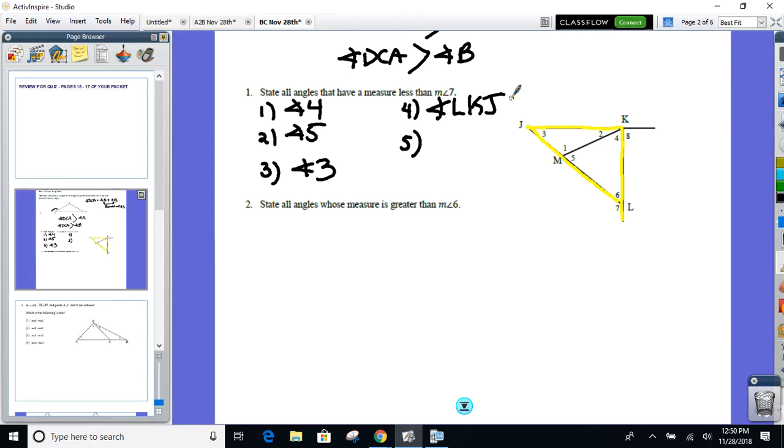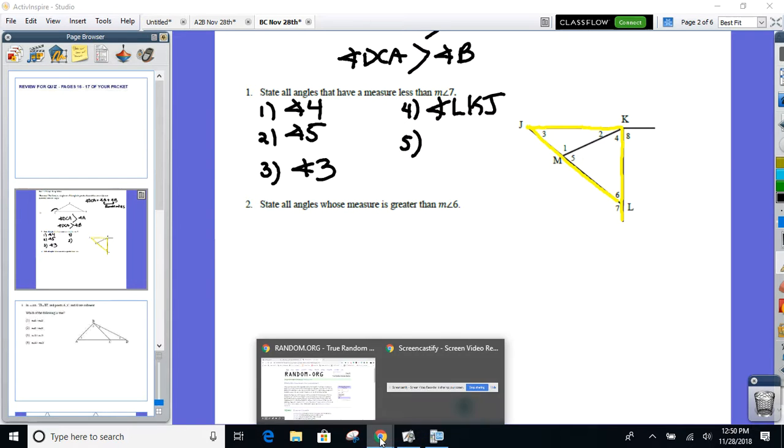Where's this 5th and final one then? It has nothing to do with remote interiors. All right, it actually has something to do with another fact. Can they do it? Can they get all 5 without assistance?